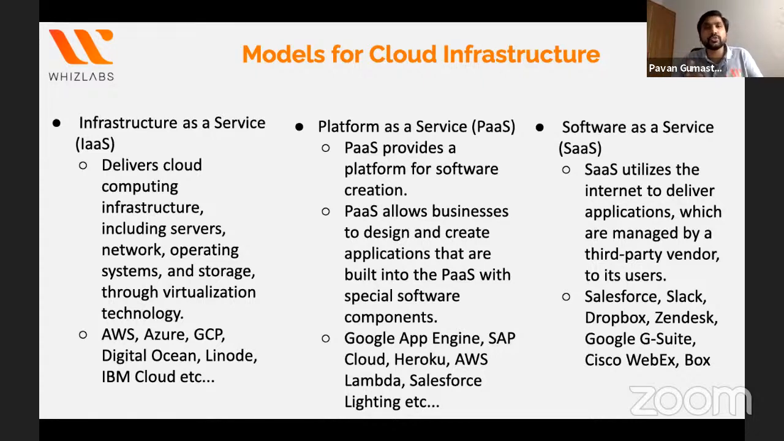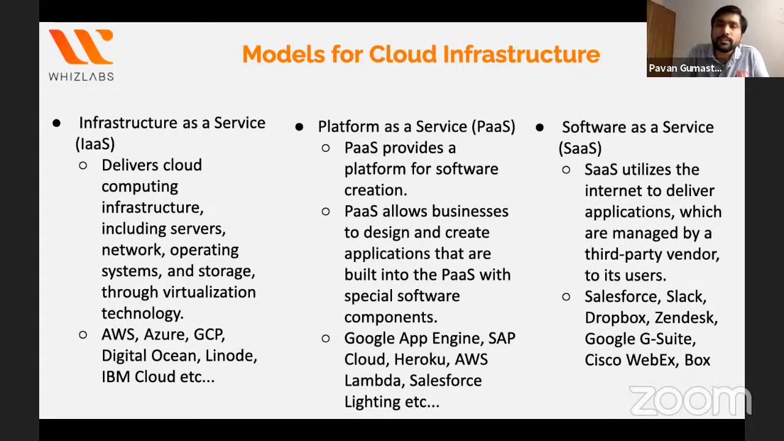The simple example, just to make you relate to it, is Android as a platform. You can use Android as a platform and build your own app on top of it. Just like that, these are the platforms which allow you to develop your own application. So next is software as a service. Here, software as a service is an end product. Here we get an application which is managed by third-party vendors, and it is directly used by the users.